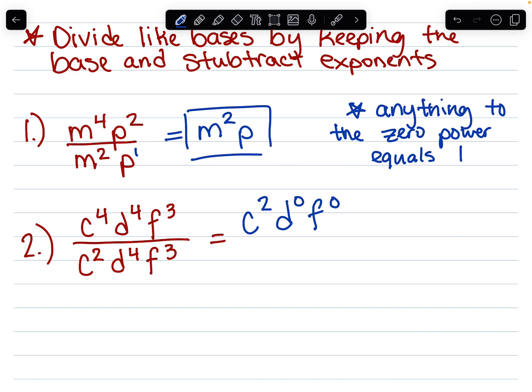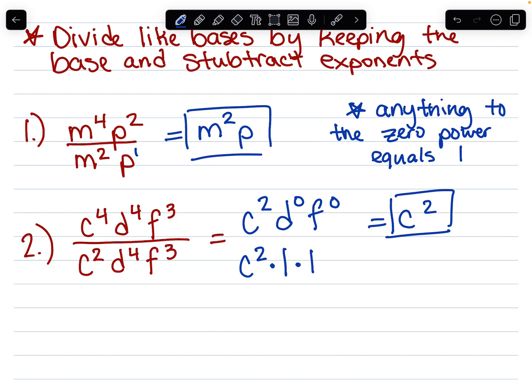Okay, so essentially, these two that have d to the 0 and f to the 0, can I just get rid of those? Because that's really like saying c squared times 1 times 1. Well, does multiplying by 1 change c squared? No. So really my answer here is just c squared.